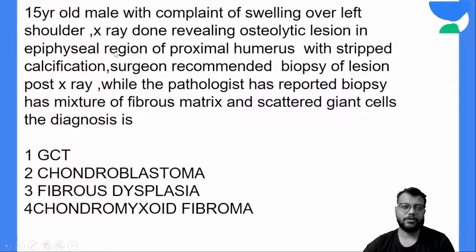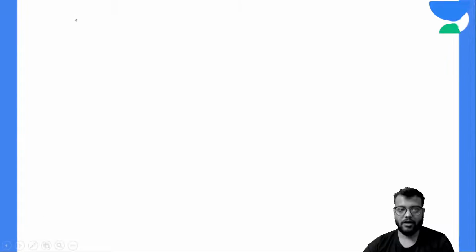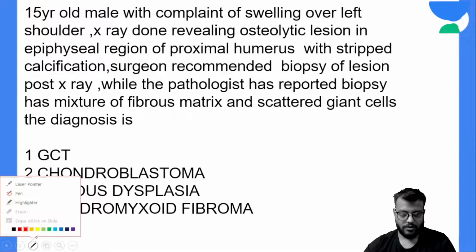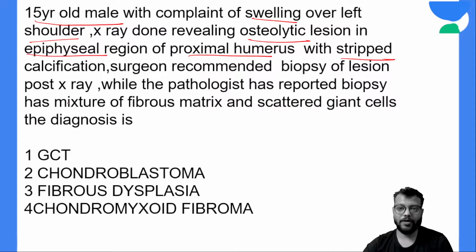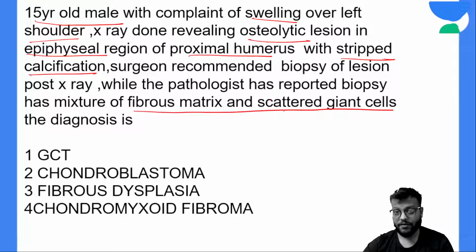Okay, now this is your next question. A 15-year-old male with complaint of swelling over left shoulder, X-ray done revealing osteolytic lesion in epiphyseal region of proximal humerus with stripped calcification. Surgeon recommended biopsy of the lesion post X-ray, while the pathologist has reported biopsy with a mixture of fibrous matrix and scattered giant cells. What is the diagnosis? Very good question, and here are your 30 seconds for this question.